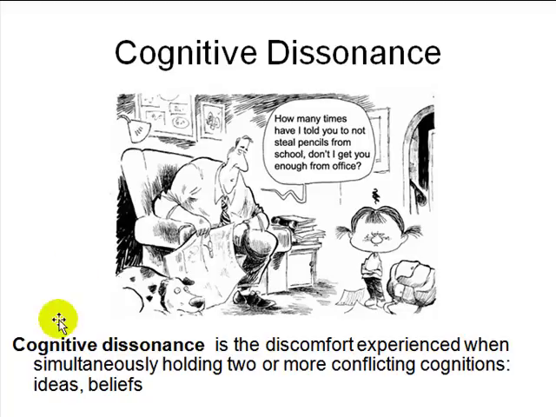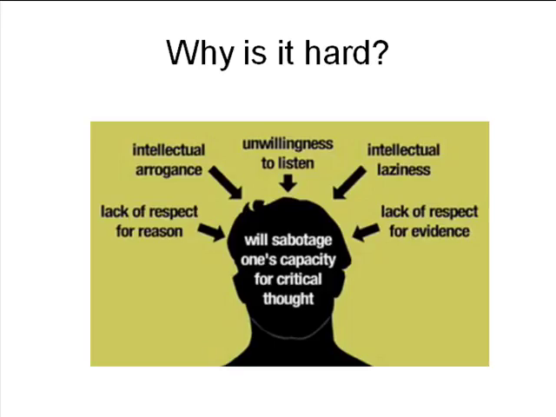So cognitive dissonance is the discomfort experienced when simultaneously holding two or more conflicting cognitions, ideas or beliefs. It's like you believe in God, you don't believe in God, and then you're in cognitive dissonance. You're not really sure which is right, and it's hard to be in that state. It's easier to just be one way or the other, or is it still harder to say I don't know? Why is it hard?